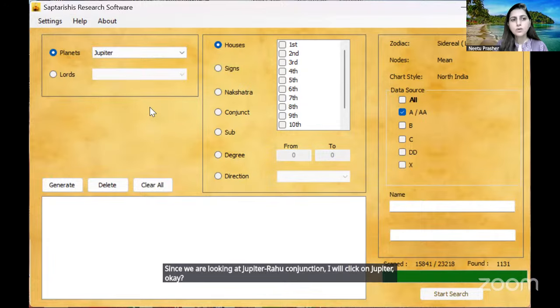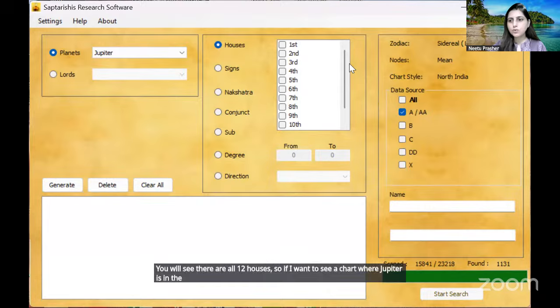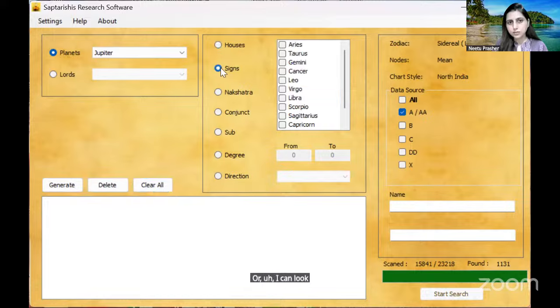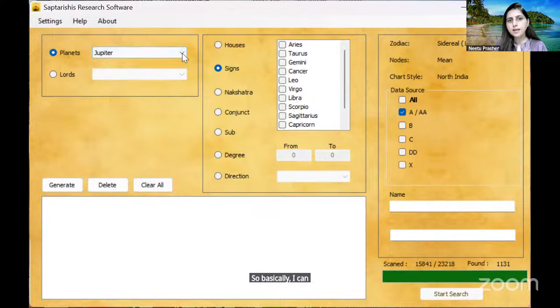Now, before we go to the next step, if I click on houses, you will see there are all 12 houses. So if I want to see a chart where Jupiter is in the 5th house, the 10th house, the 9th house, I just need to click on the house, let's say 5th house, and then generate and then start the search. Or I can look at signs here. Jupiter in Aries, Jupiter in Taurus, Jupiter in Gemini, and not just Jupiter, any planet. So basically, I can look at any planet.